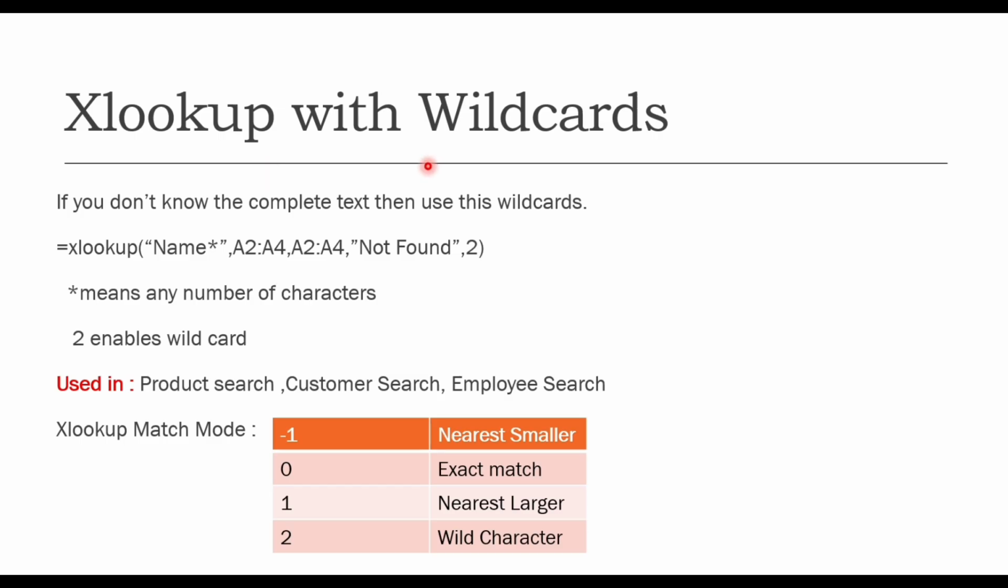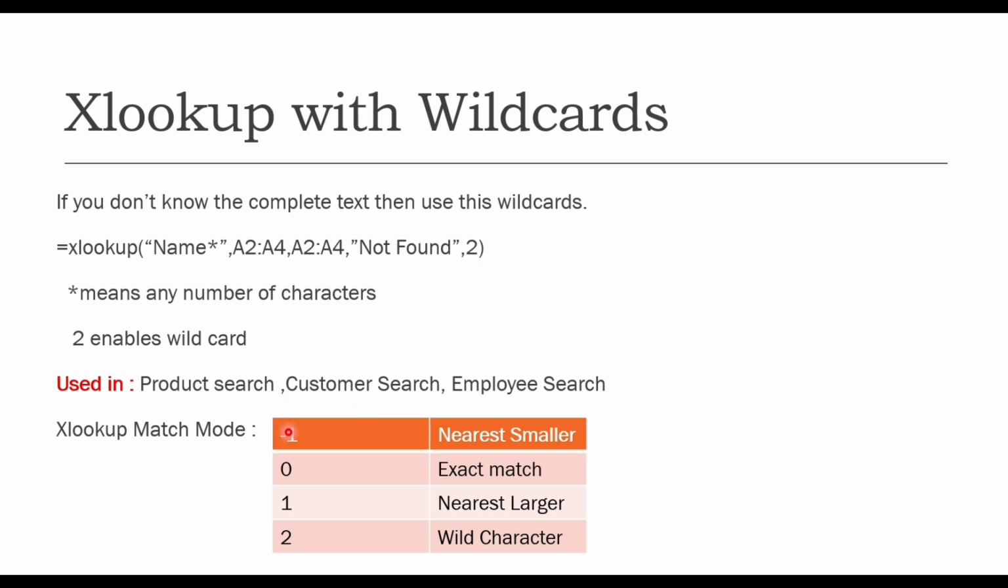Now, the next one is XLOOKUP with wildcards. If you don't know the complete text, then use these wildcards. For example, whenever you have product names or customer names or employee names with the first and the last name, and you're only aware of the first name, not the last name, then you have to use these wildcards. Mostly it is used in product search, customer search, or employee search. So here is the simple syntax, and after the name, you just have to use the star, and here you just have to use the number 2. You may have a doubt: why are we using only 2, why not 3 or 4?